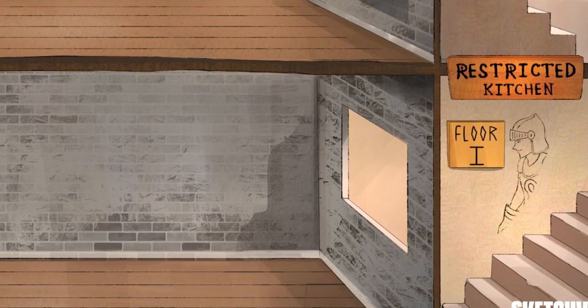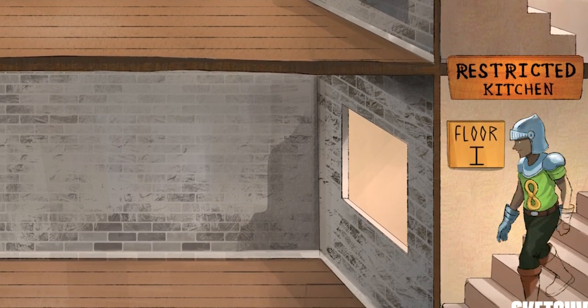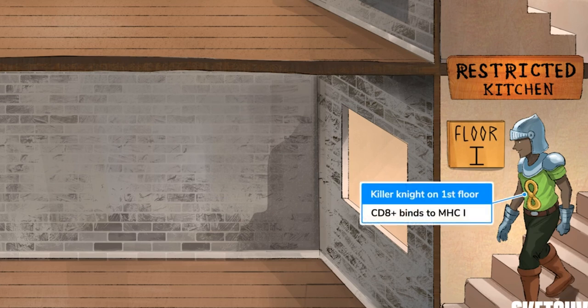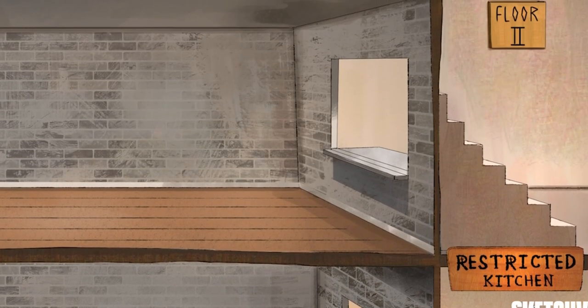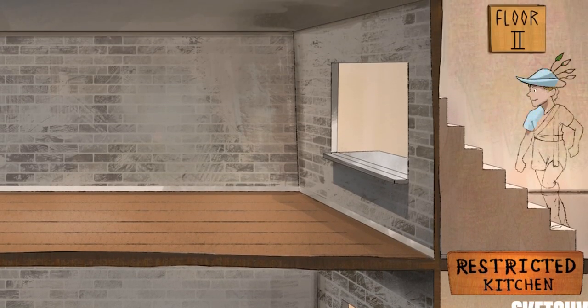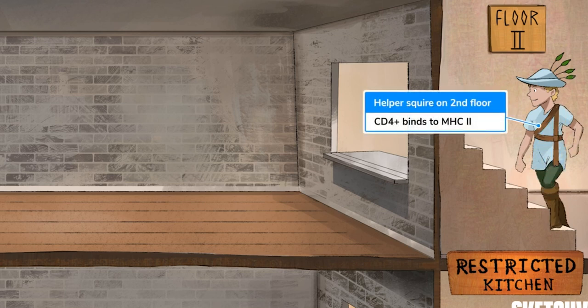Getting more specific, CD8 positive T cells always only bind to MHC class 1, hence our killer knight waiting to collect their antigen, or dinner, on the first floor. Helper squires, CD4 positive T cells, have to climb to the second floor to collect their supper, as CD4 positive T cells can only bind to MHC class 2. And maybe you've already heard this a million times, but another way to remember this is that if you multiply the CD number and the MHC class, it should equal 8. 1 times 8, or 2 times 4.